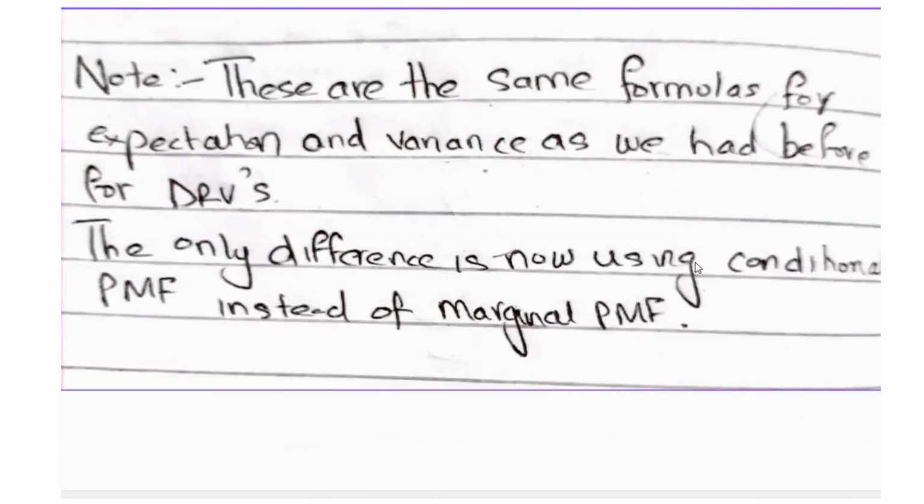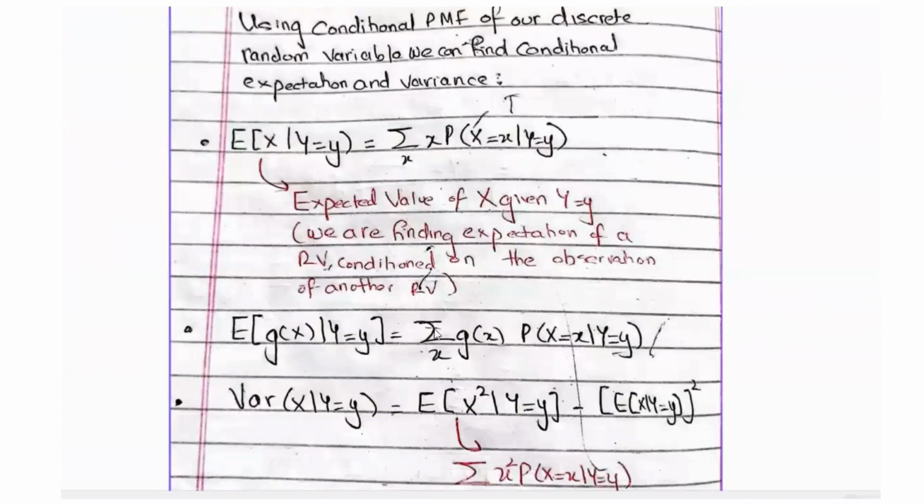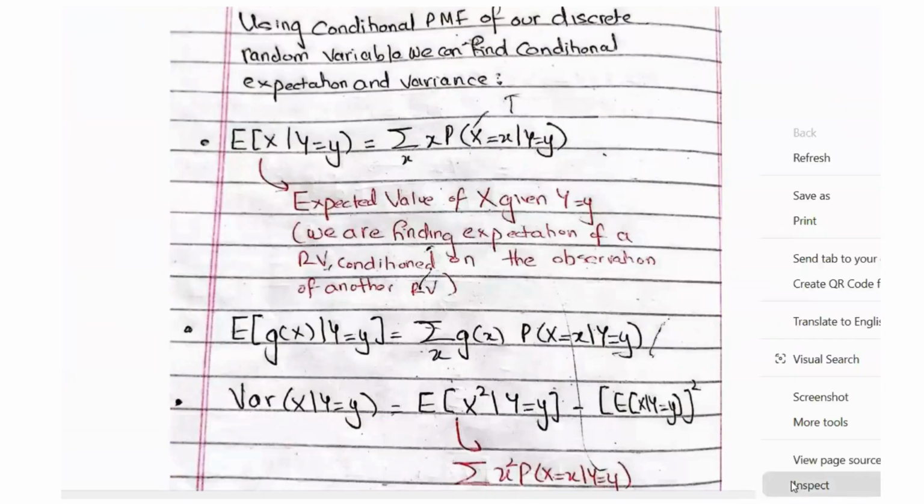And these are the same formulas that we had before for discrete random variables when we were finding expected value of x, expected value of g of x, and variance of x. The only difference is that now instead of the marginal PMF, we're using the conditional PMFs, where we're conditioning on the observation of y.